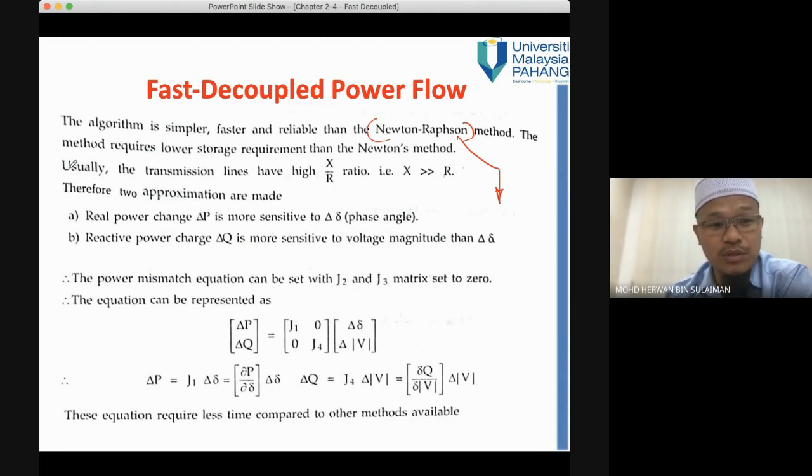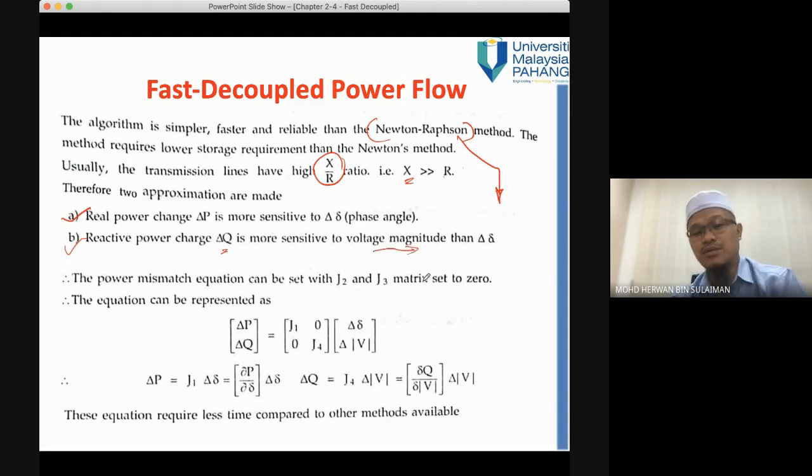Okay, normally we assume that transmission line has very high X over R ratio. Maknanya your X is much greater compared to R. So that's why we make two approximation. Number one, we assume that delta P is more sensitive to delta theta, phase angle. And then we assume that reactive power Q is more sensitive to the voltage magnitude.